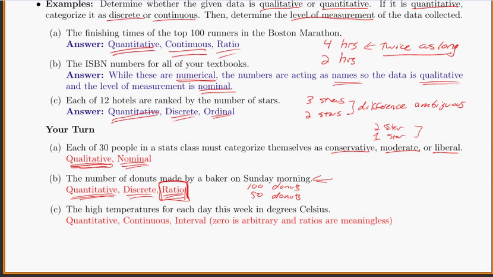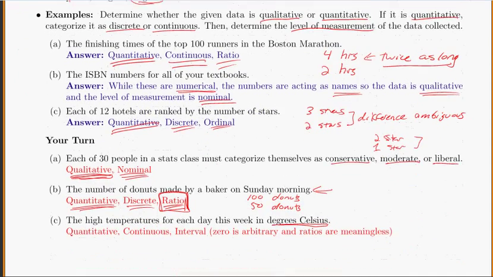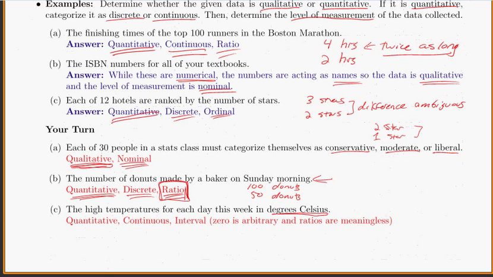Okay, the high temperatures for each day this week in degrees Celsius. This is our oddball category that I mentioned up here. Interval, but we'll figure that out in a second. It is the temperature, so it's quantitative. It will be a numerical value. It is continuous because in between any two temperatures is another temperature. Now your thermometer might not be that refined, but the lack of refinement in your measuring device does not change the data type. So it's still continuous. The level of measurement is interval, right?